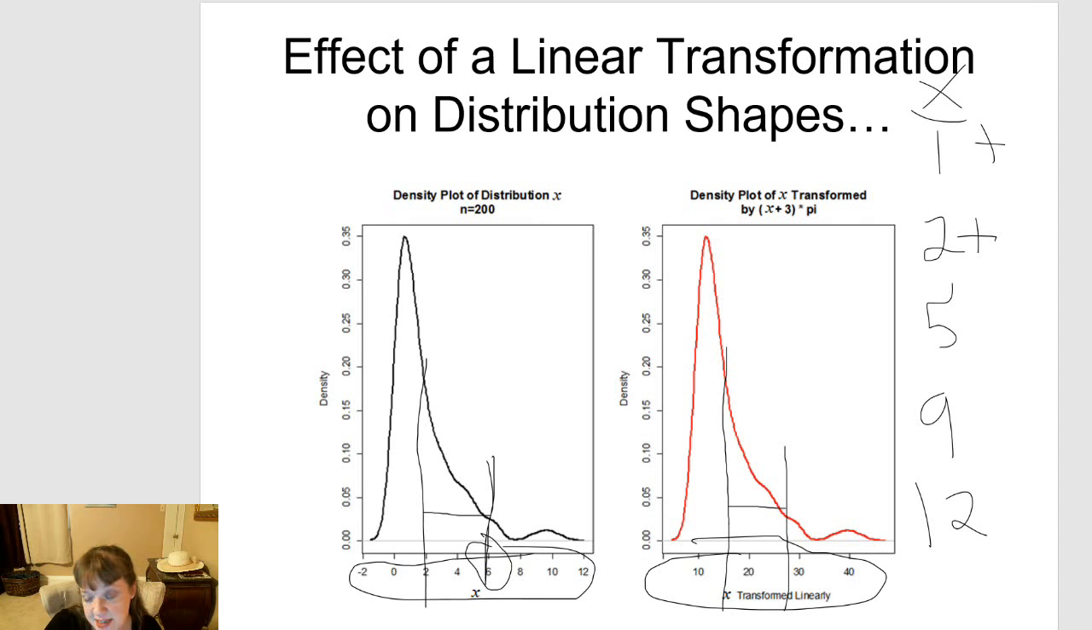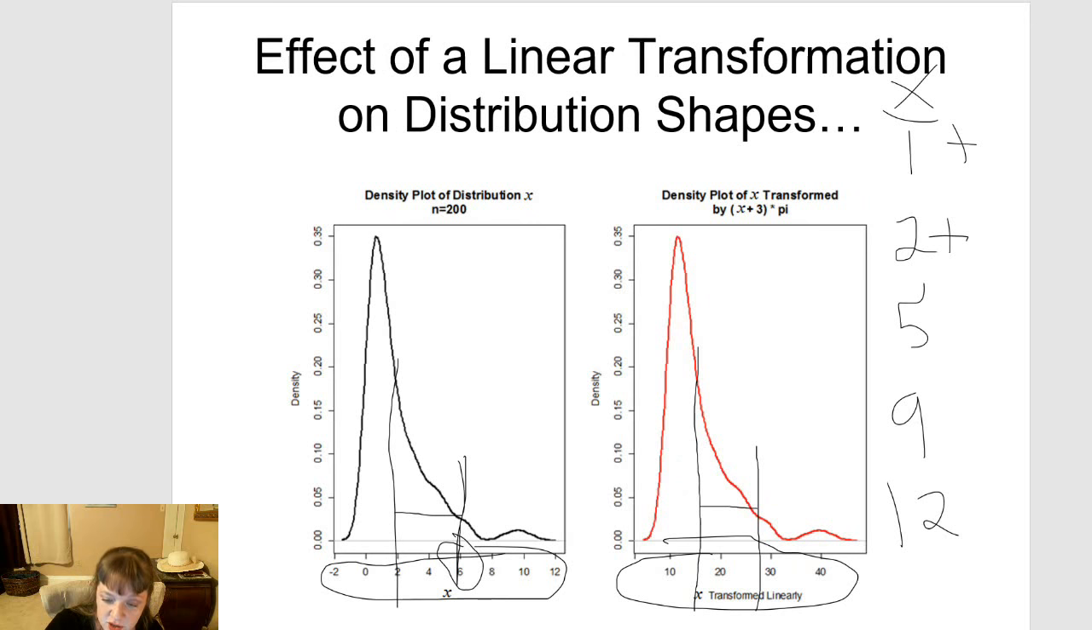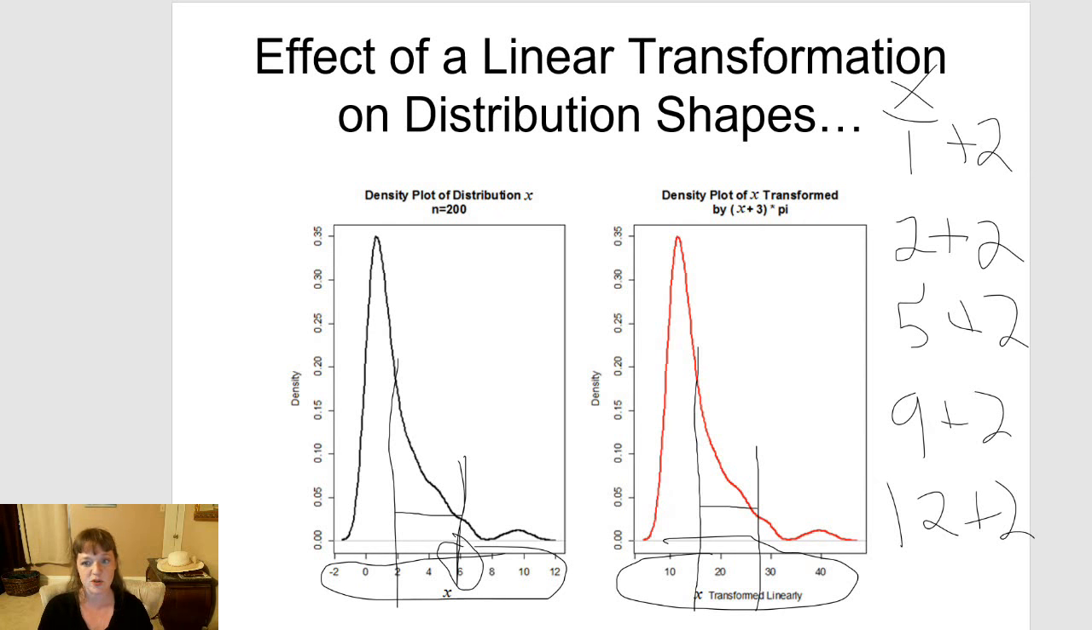But again, it has to be the same value for everybody, right? Plus 2, plus 2, plus 2. If it's adding, subtracting, multiplying, or dividing, that is a linear transformation. And if I graphed it with a density plot or a histogram, the shape is going to be identical for the 2 graphs. The only thing that will change is the numbers at the bottom, because people's scores are transformed, but not how they relate to each other.